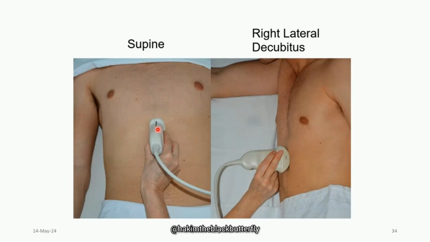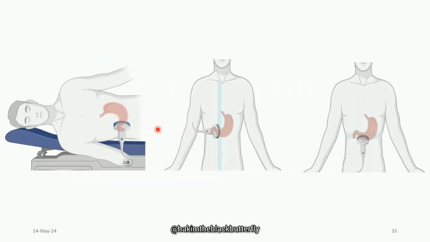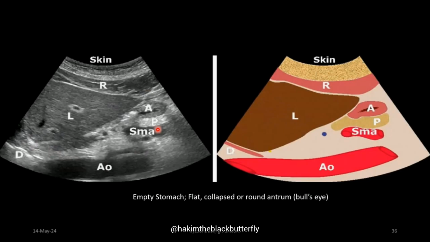If the antrum is empty, it will be nearly collapsed, or nearly flat, or round, like a bull's eye. And that's what you're seeing here. It's empty, meaning that this patient, let's say, last had a meal many hours ago. Of course, the other relations, we already know them. Posterior to this antrum, we have the pancreas. Anteriorly, we have the abdominal wall and some part of the left lobe of the liver. So here it's empty.